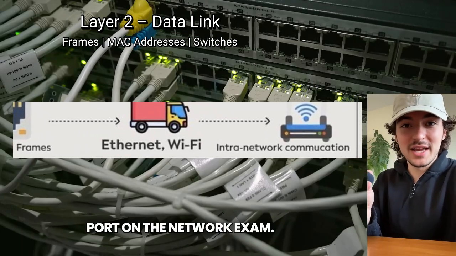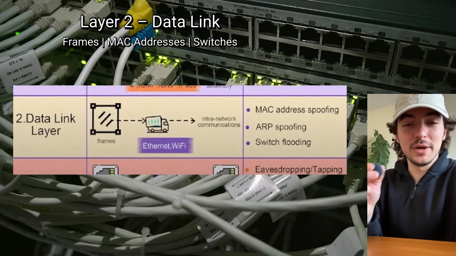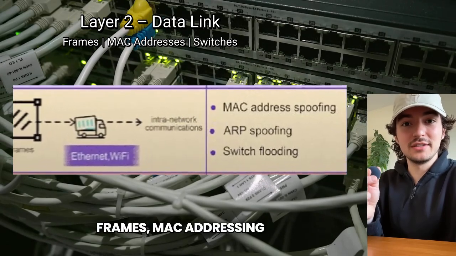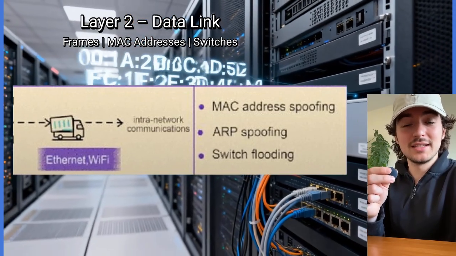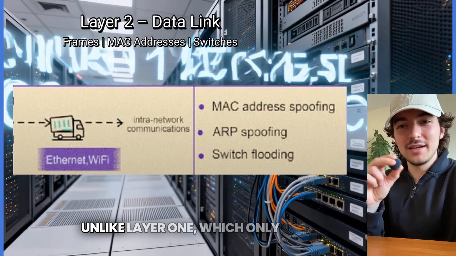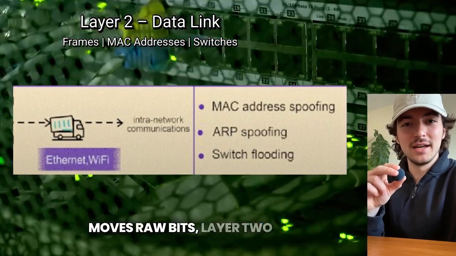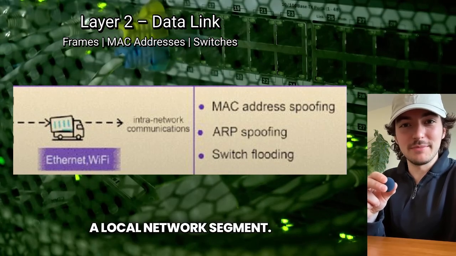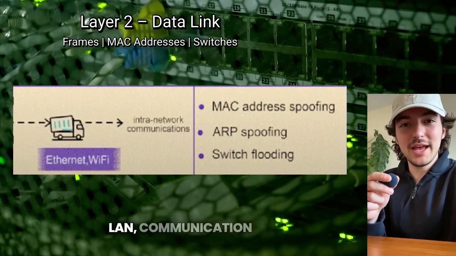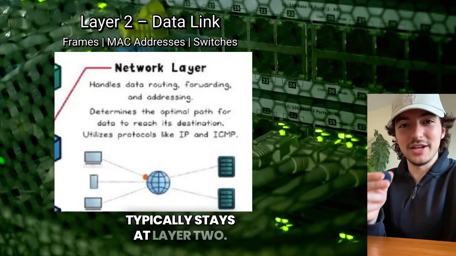On the Network Plus exam, you need to associate layer 2 with frames, MAC addressing, switches, and error detection using mechanisms like CRC, cyclic redundancy check. Unlike layer 1, which only moves raw bits, layer 2 adds organization and basic reliability within a local network segment. If devices are on the same LAN, communication typically stays at layer 2.